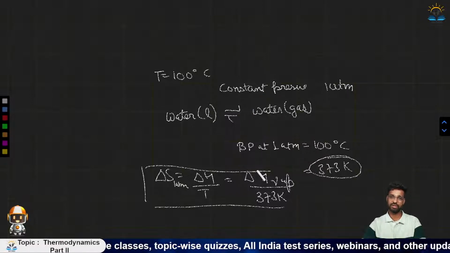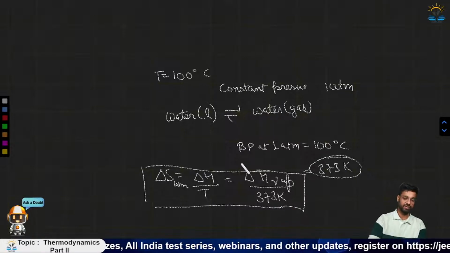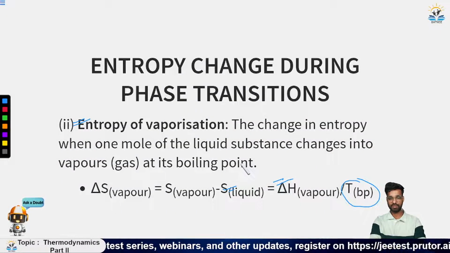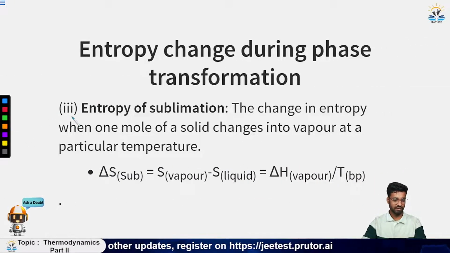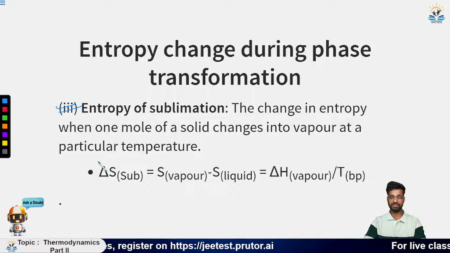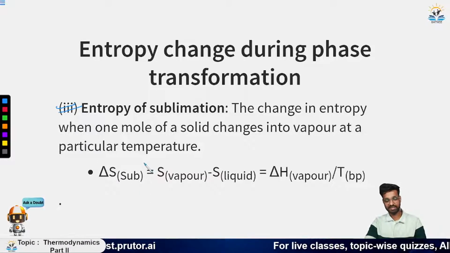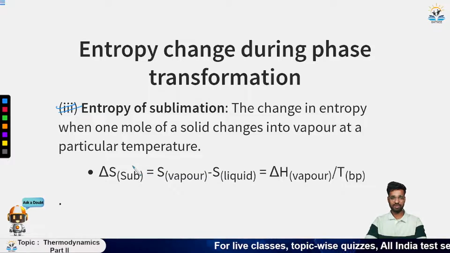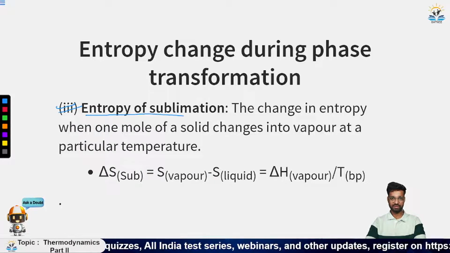So in this way you can calculate the entropy change accompanying the vaporization of water. Now next we will move on to sublimation. So what is sublimation? In sublimation, solid directly changes into gas. The entropy of sublimation says that when 1 mole of a solid changes into vapor, then the entropy change accompanying it is called the entropy of sublimation.